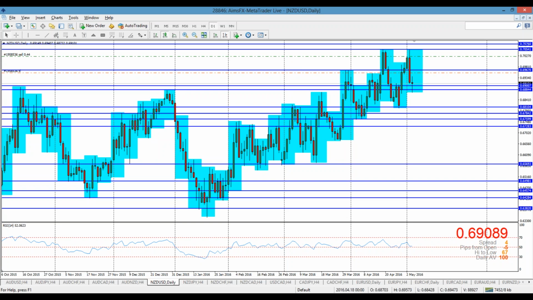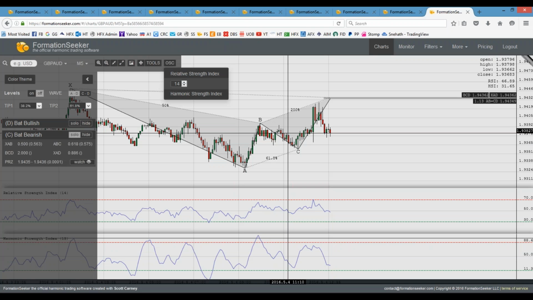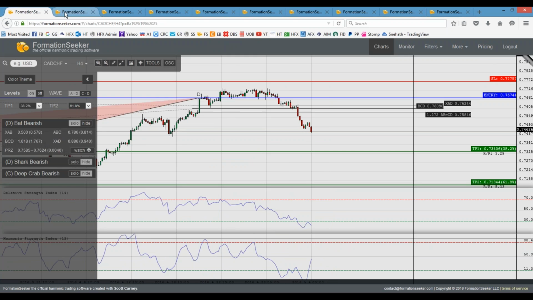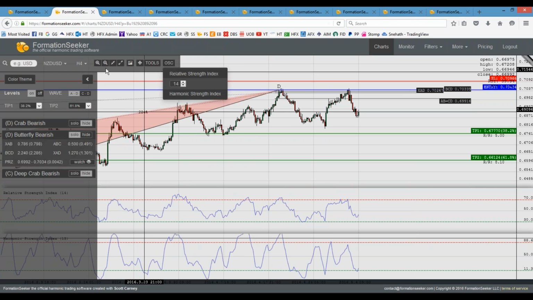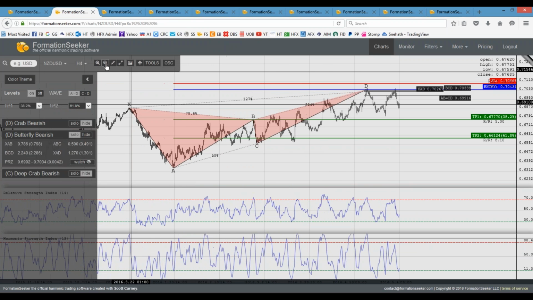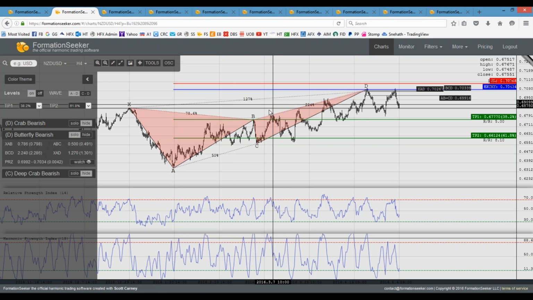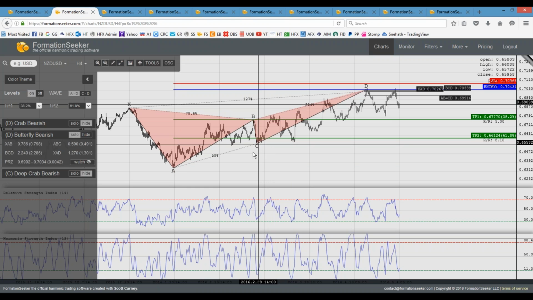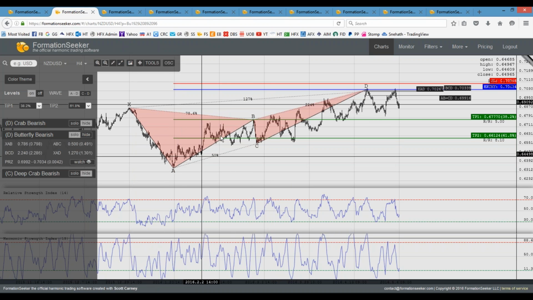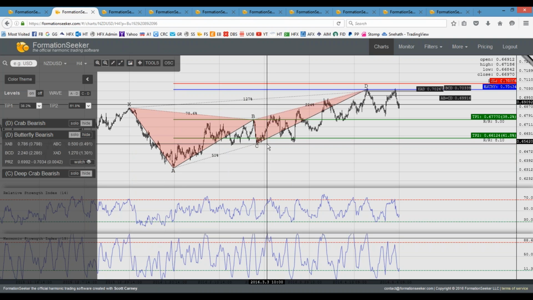So how do I know whether there is a pattern to short? I'll switch over to Formation Seeker and let me find the New Zealand dollar. If you look at the H4 chart, which means each bar is 4 hours, you could see that there was this bearish butterfly being created. How the patterns are created is something that we cover during our course, but this software called Formation Seeker plots it out for you.